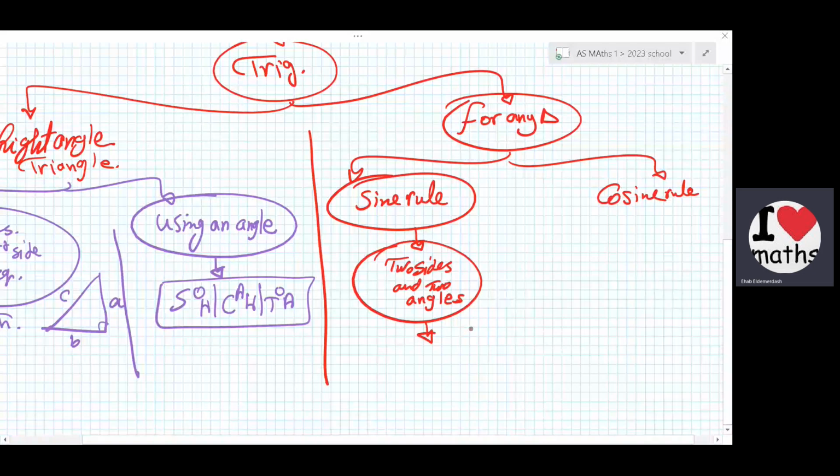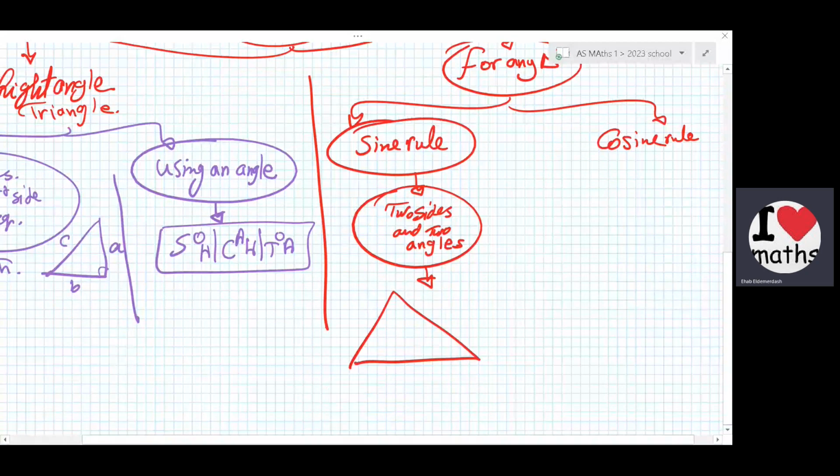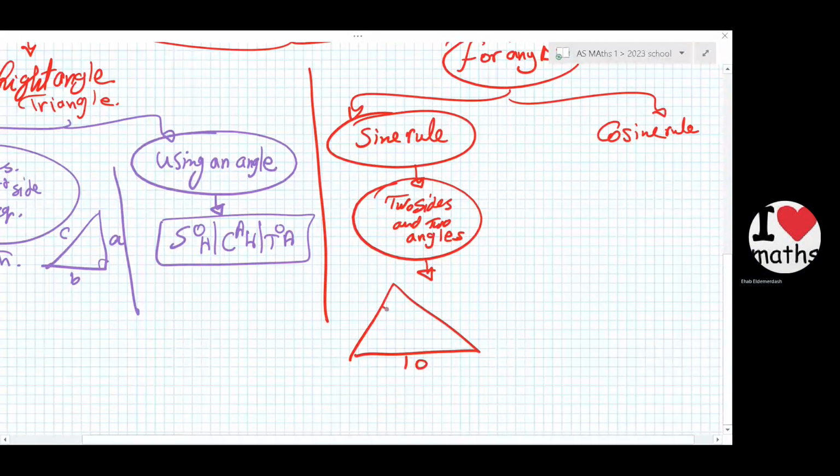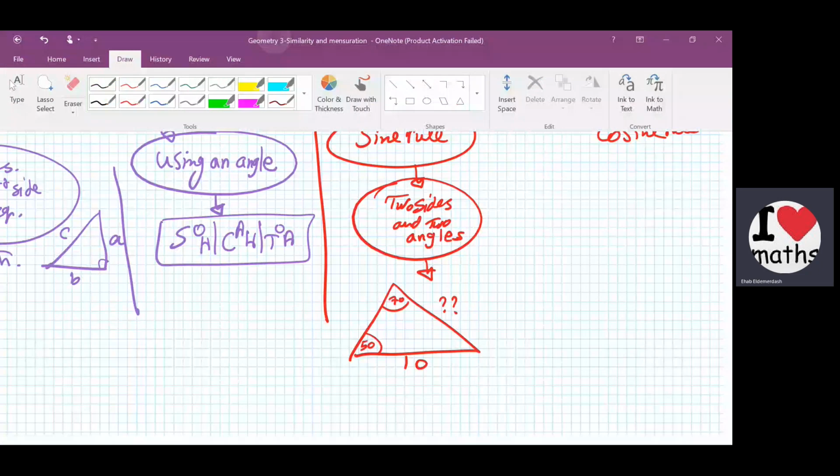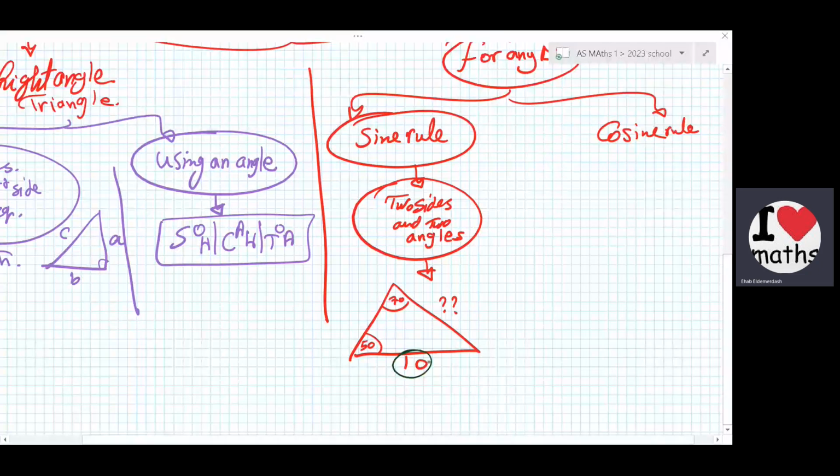What is the meaning of the connection? You have a given side. Let me say, for example, I give you this side equal to 10 and this angle equal to 70. I give you this angle equal to 50 and I ask you to find the other side. In this case, what should I do? Sine rule. How will I use the sine rule? It is easy. It's 10 over sine 70 equals x over sine 50.